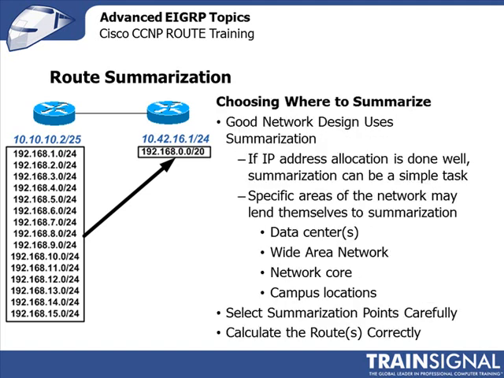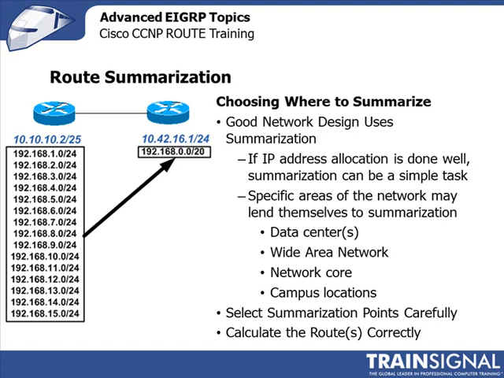Another thing to really take into account, and this is more of a design discussion, is choosing where you're going to summarize. Good network design uses summarization wherever possible. If your IP allocation scheme is planned well and done correctly, summarization can be very, very simple, very much like the picture to the left. If the IP addressing was designed in such a way to be able to summarize that easily, that's great design. And specific areas of the network may lend themselves to summarization.